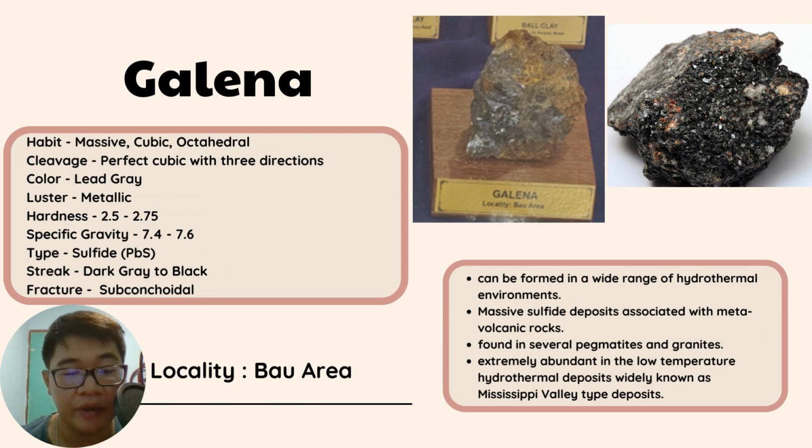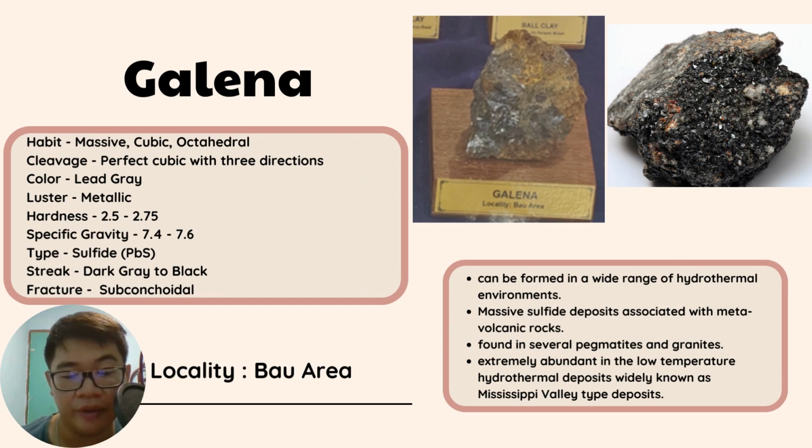Today we'll be exploring the various properties, formation, and occurrences of these fascinating minerals. First, let's go through an overview of what we'll cover. We will look at the physical and chemical properties of galena, its typical formations and occurrences, and its locality, particularly in the Bau area. Galena exhibits a massive, cubic and octahedral habit.